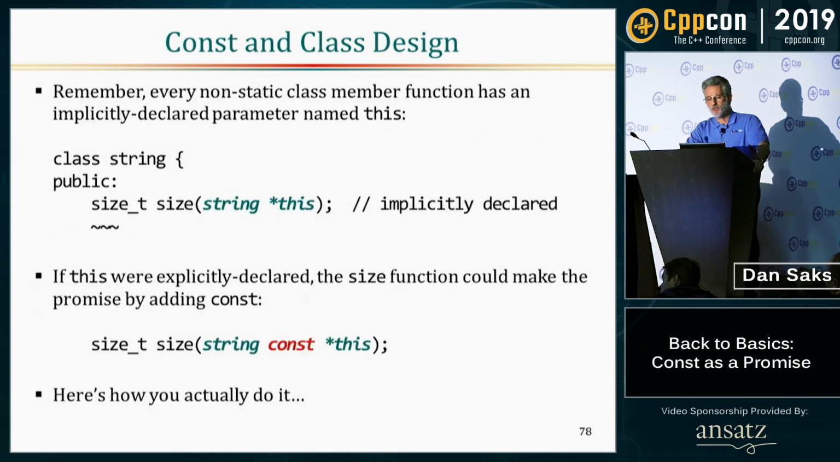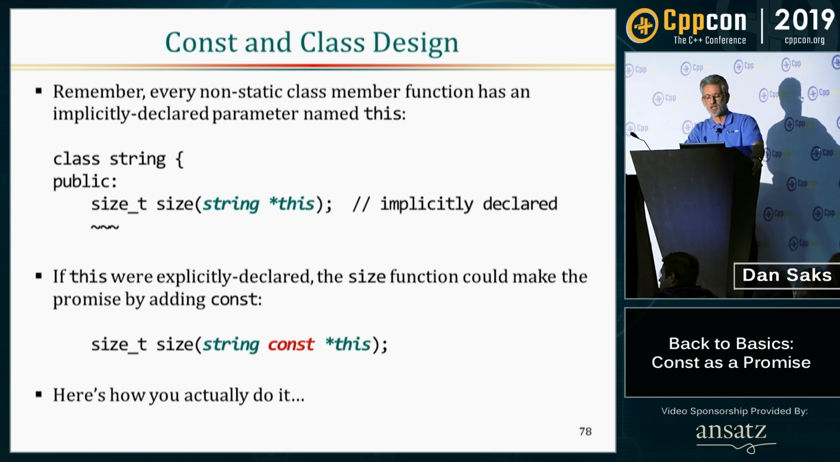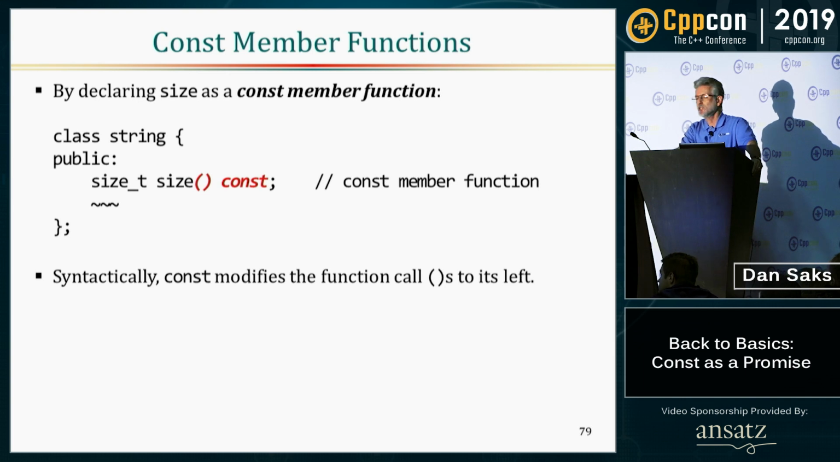Well, now, if this parameter were explicitly declared in C++, solving this problem would be easy. You would just throw a const into the explicit declaration of this. And that's how size would make the promise. But those declarations for this are not something that we write. The compiler writes it for us. So where do you squeeze the const? And the answer is, you put it after the parameter list.